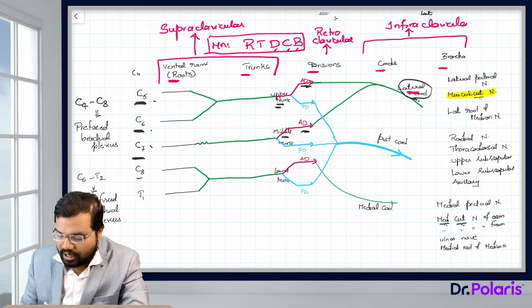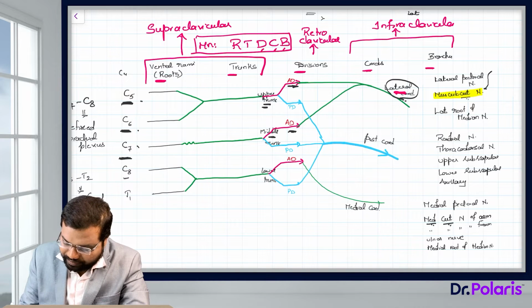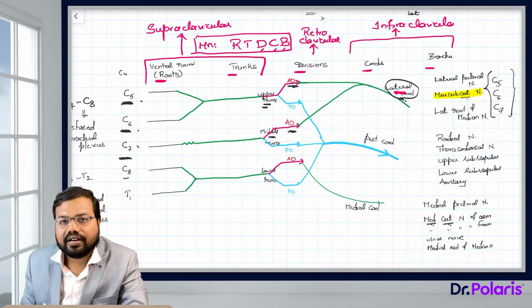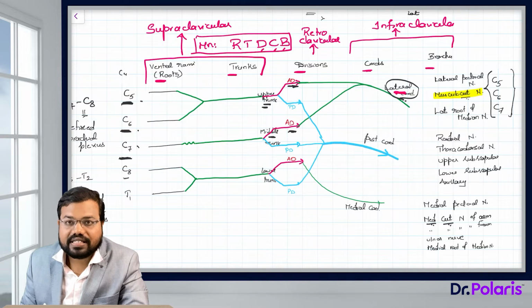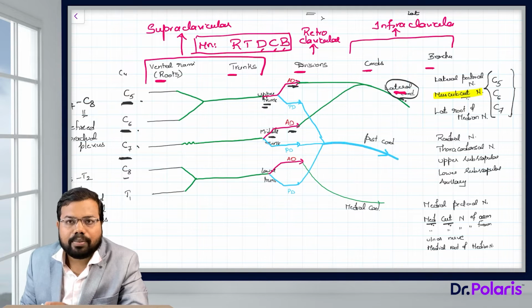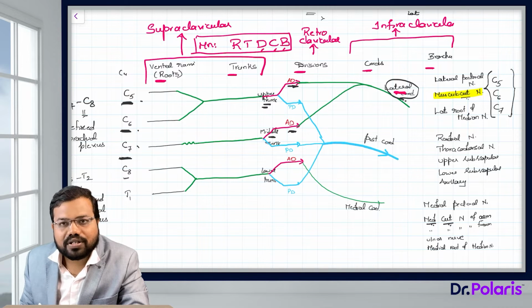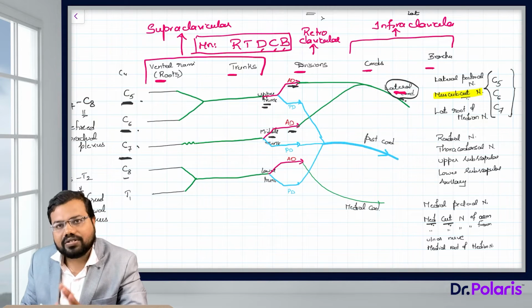So that's why the root value of all the branches of the lateral cord, that is the lateral pectoral nerve, musculocutaneous nerve, and lateral root of the median nerve, is C5, C6 and C7. Why? Because the upper trunk and the middle trunk are giving the anterior divisions, and these anterior divisions are forming the lateral cord. So where do the upper and middle trunks come from? It is from C5, C6, C7. That's why it has a root value of C5, C6, C7. Each of the three nerves has the same root value.